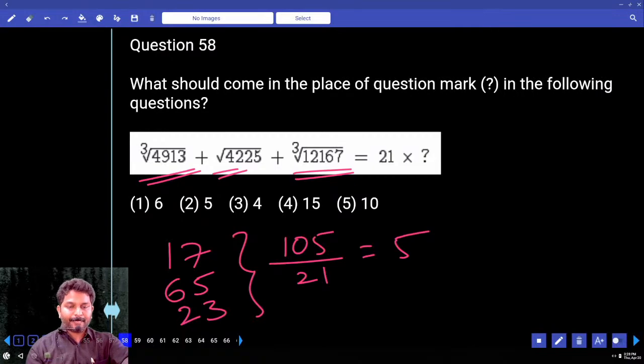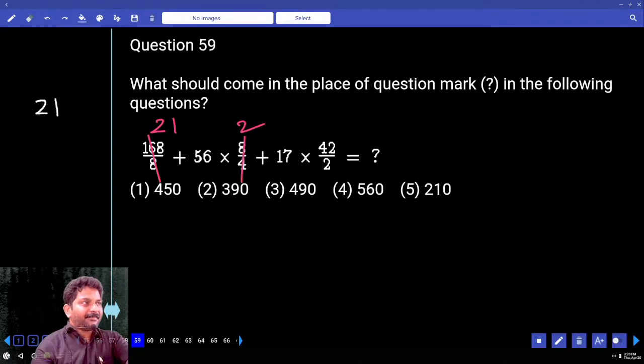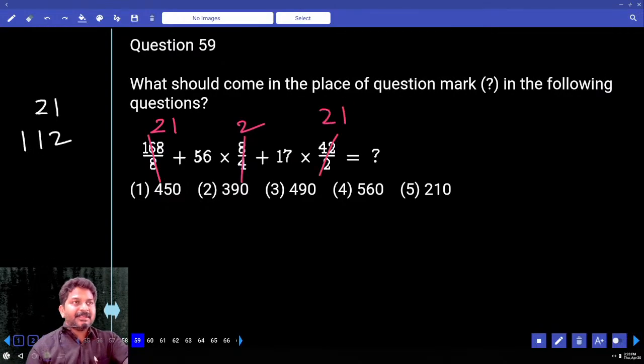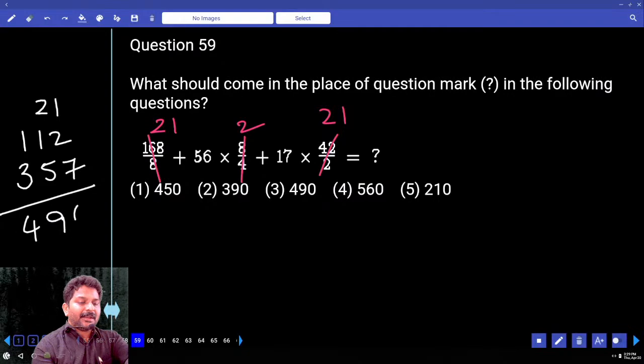Yes. 8 how many times? 21 times. This is 2 times only. So finally we have 21. 56 2 times is 112. This is 21 times only. 17 20s is 340 plus 17, 357. Correct? Right. So 490.